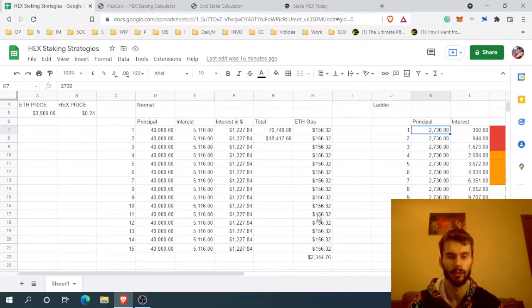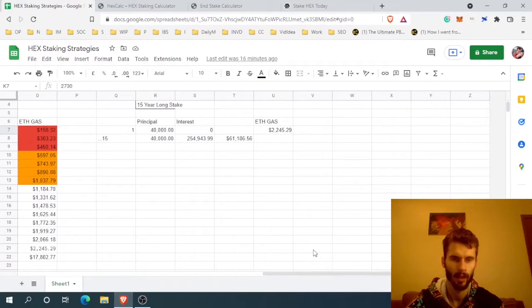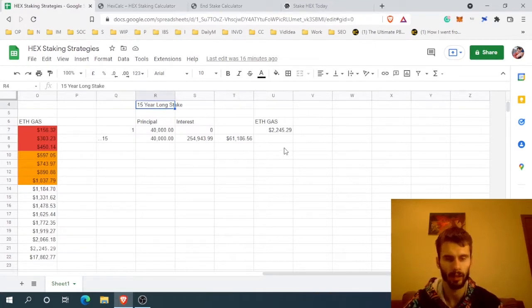Now, if you stake for 15 years, and that's what we have in this spreadsheet, you would make 40% APY. So basically 40% every single year. And this is by design. It is created in a way that it would simulate compounding interest.